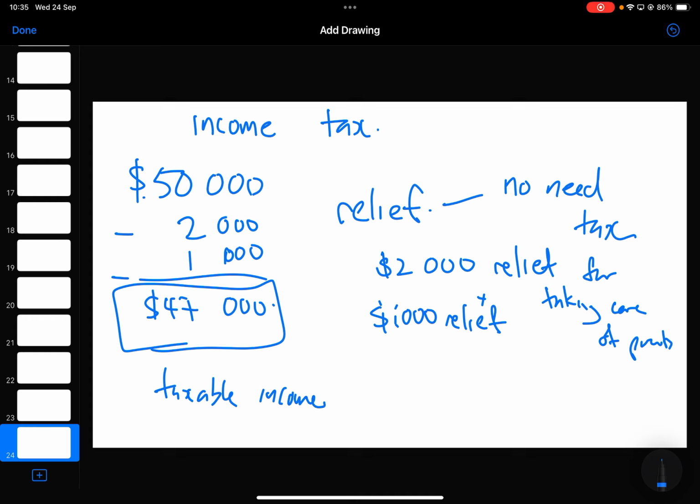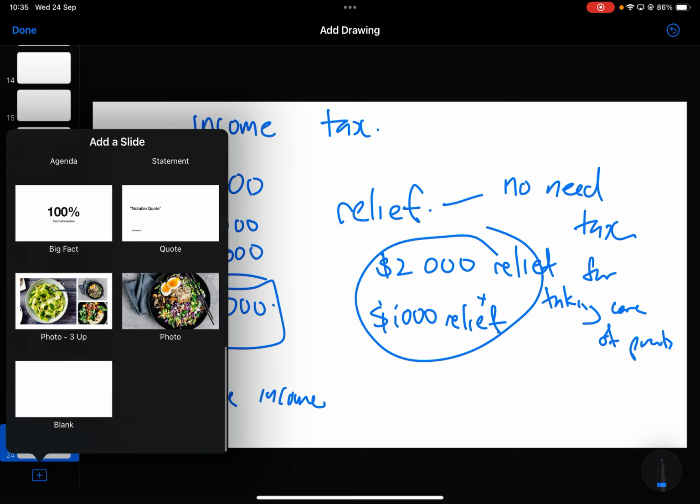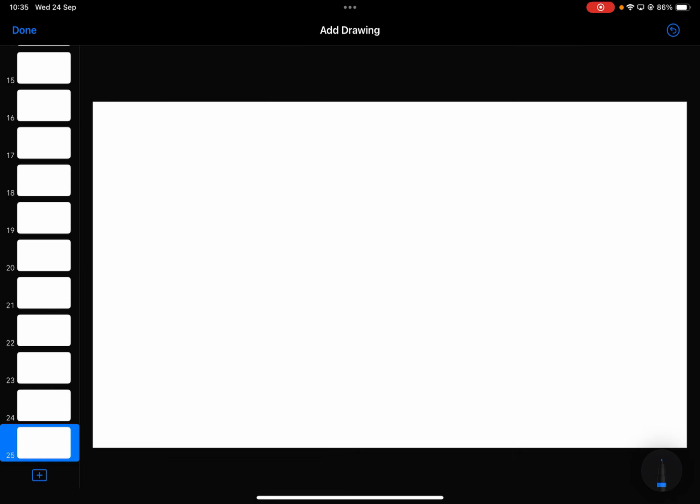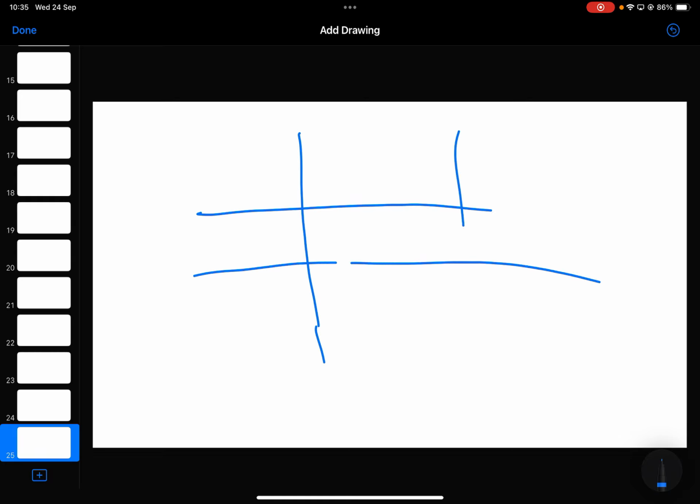So what is being taxed is my total income, subtract my total relief. How much relief I have? The relief means I don't need to be taxed. Okay? So maybe I only need to pay tax for this $47,000. Then, how much tax do I pay? They may give me a table.